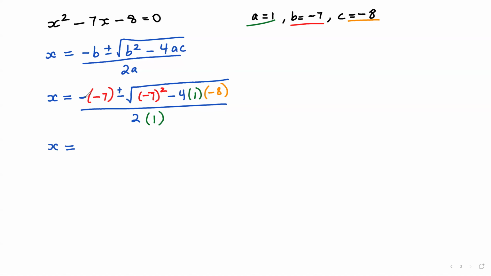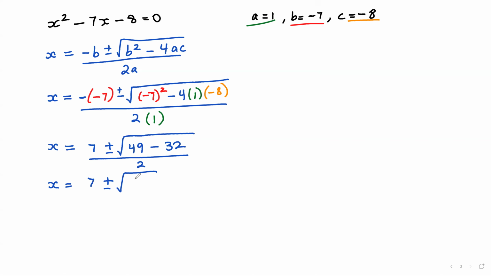All right, so minus by a minus is a plus. The two minuses change to a positive. So this will become 7 plus or minus the square root of negative 7 squared, which is positive 49, minus 4 times 1, which is 4, times minus 8, which makes it minus minus 32, all over 2 times 1, which is 2. To simplify, x is equal to 7 plus or minus the root of 49 take away 32, which is 25, all over 2.